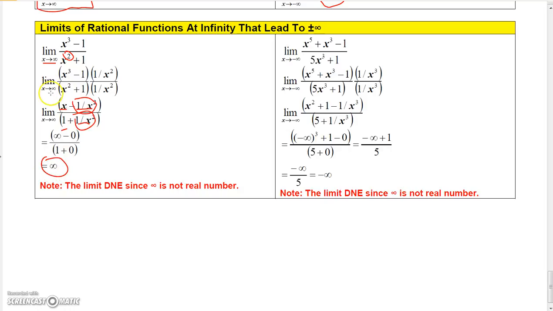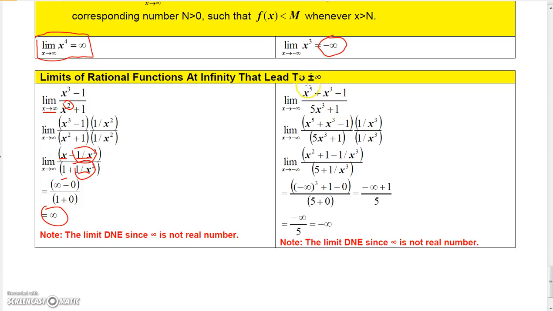So this function actually goes to infinity as x approaches infinity. All right, let's do one more. Here the degree of the top is greater than the degree of the bottom. So in that case, here we've got the limit as x goes to negative infinity. But notice the degree of the bottom is cubed. So this time I want to divide by x cubed. It's whatever the degree of the bottom is that you divide by. So I'm going to divide each term by x cubed.